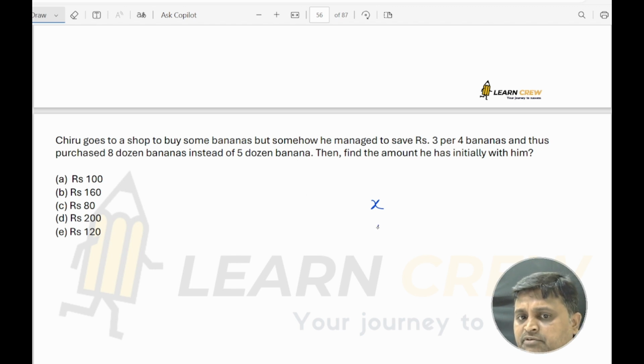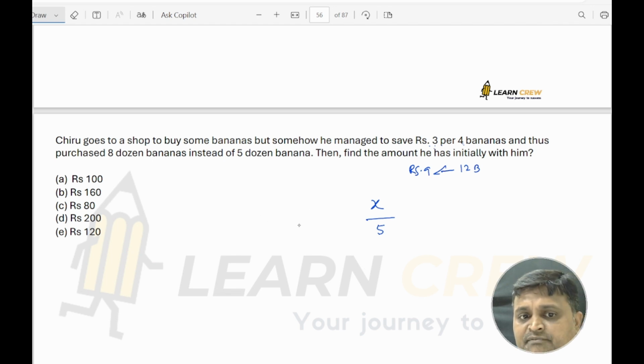Normally he has to buy 5 dozens. With X rupees he could buy 5 dozens, so each dozen would be X by 5. But what is happening here? For every 4 bananas he is saving 3 rupees. For 4 bananas if he is saving 3 rupees, for 12 bananas he is saving 9 rupees. So per dozen he is saving 9 rupees.